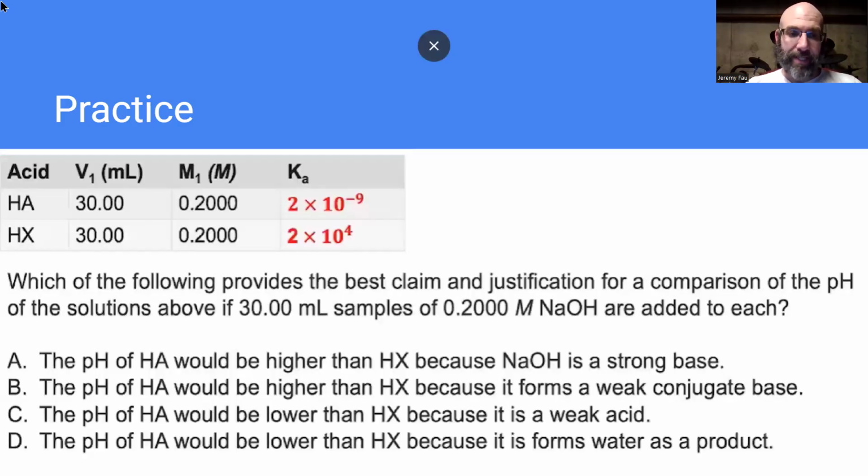All right. So this is another question. It's all about buffers again. We've got two solutions. If we look, their volume and molarities are the same. The big difference is their Kas. We can make some quick statements. This Ka is less than 1. This is a weak acid. This Ka is greater than 1. This is a strong acid.